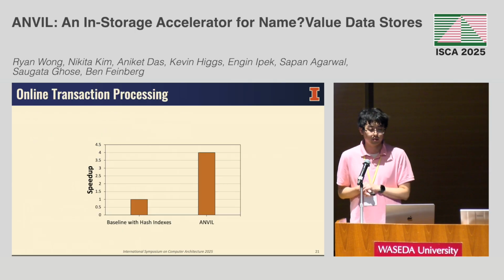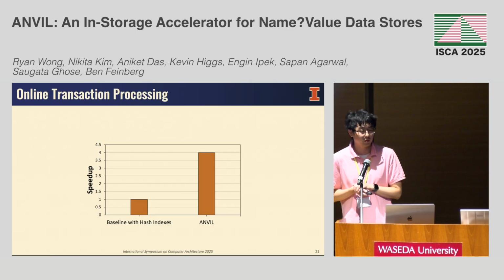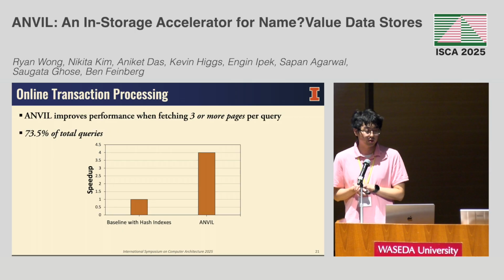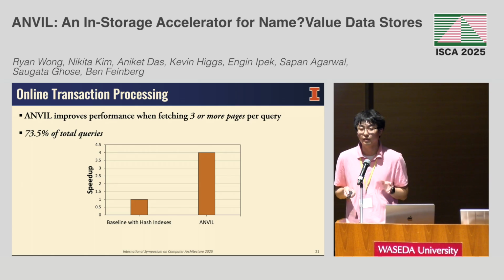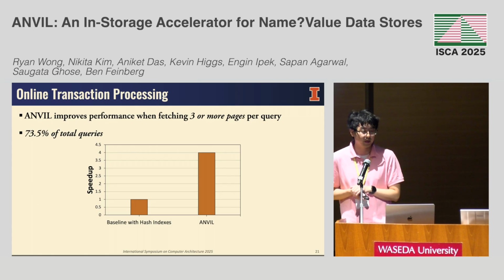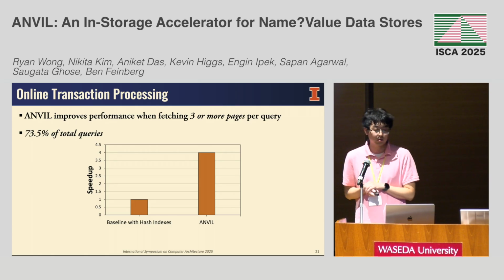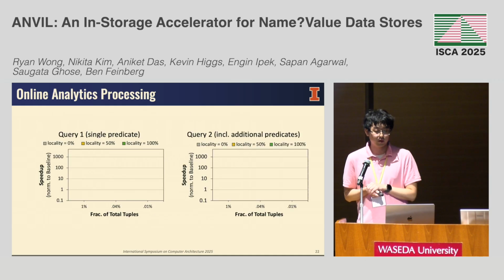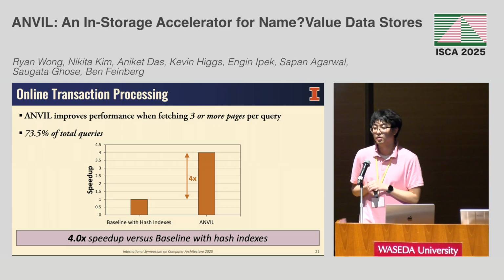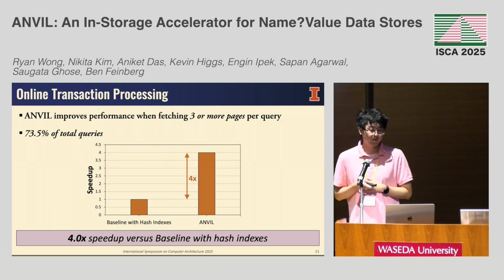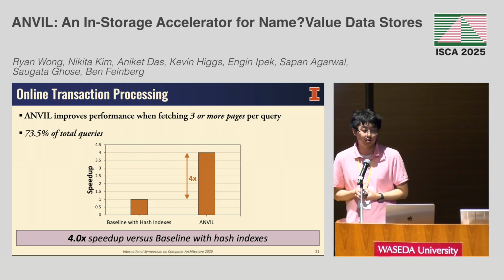Using ANVIL, we first look at the OLTP workloads and observe that we can achieve a performance benefit when the baseline must fetch 3 or more disk pages per query, which corresponds to 73.5% of the evaluated queries. This achieves a 4x improvement over a baseline that uses hash indexes.